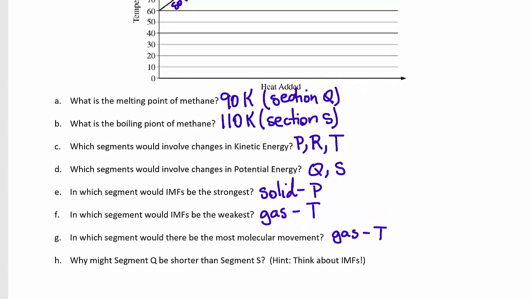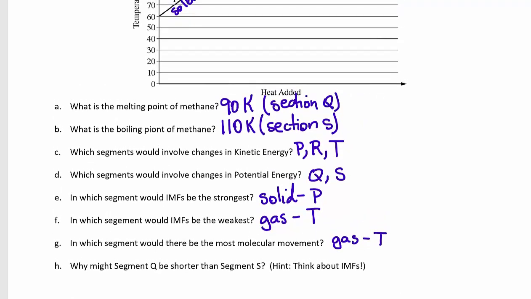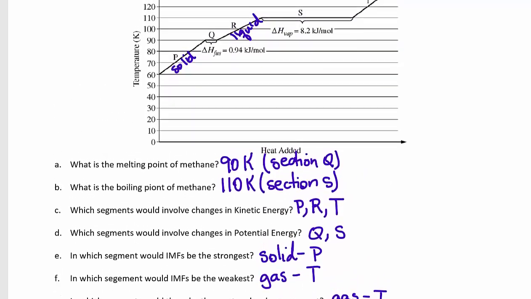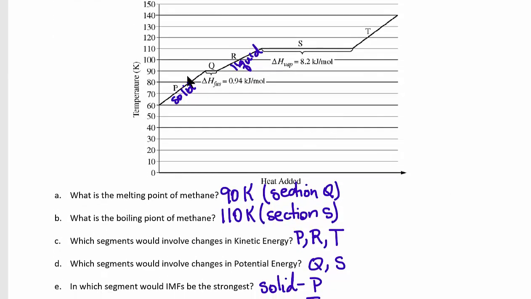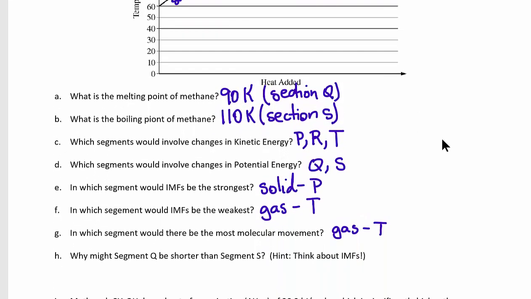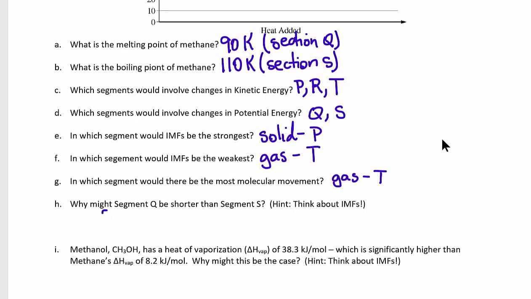Okay, let's look at H. It says, why might segment Q be shorter than segment S? So let's look at this. Why is Q shorter than segment S? In other words, it doesn't take much energy. You don't have to add as much heat energy in segment Q as you have to add in segment S. So let's think about IMFs here.